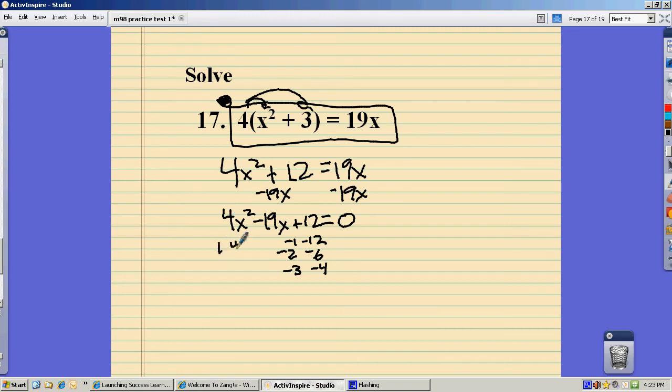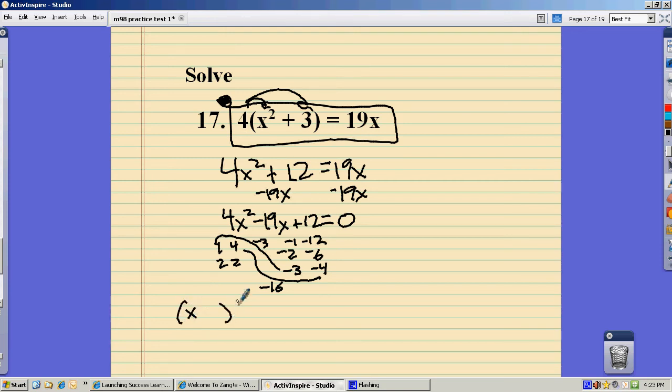And then with the 4 I could do 1 and 4 or 2 and 2. And now I'm going to try and combine those factors to get a negative 19. If I do that, 16, yeah, there it is. 4 times negative 4 is a negative 16. Negative 3 times 1 is a negative 3. Those two things add to negative 19. So I wanted to use the 1 and the 4 from the front.